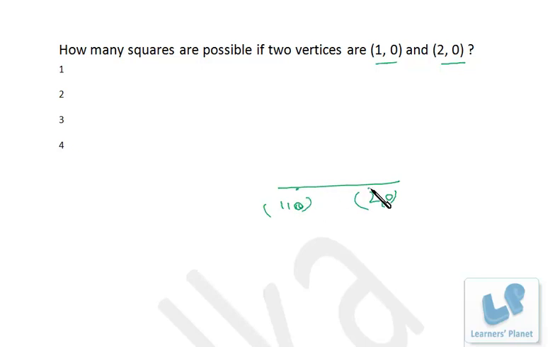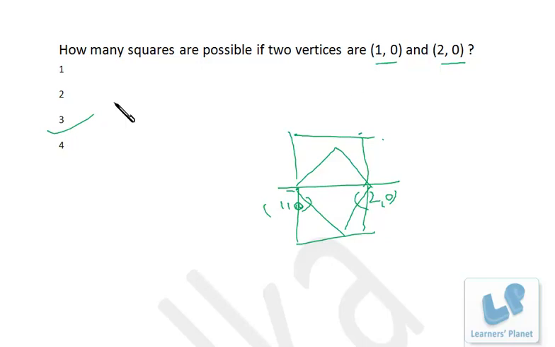See, in case of a square, maybe this is the bottom side. So this is one possibility. Suppose this is the upper side, then this is another possibility. Suppose this is a diagonal, then this is one more possibility. So in all, using these 2 vertices, there are 3 possibilities of making the squares. So how many squares are possible? 3, right? But for finding it out, you need not draw this diagram. I have just drawn it for your reference. Otherwise, it's not at all necessary. You should be able to tell that these 2 points are on a line, on the x-axis, so this can be the bottom line, maybe the top line, or maybe the diagonal of the square. Okay.